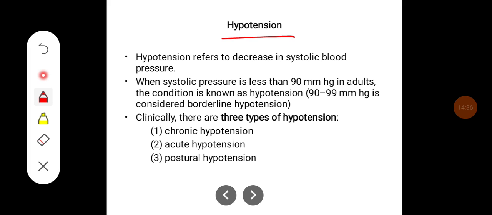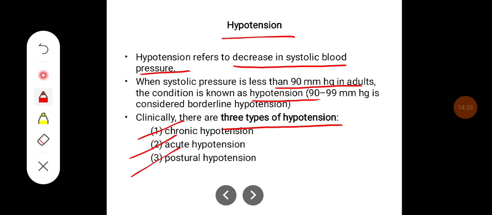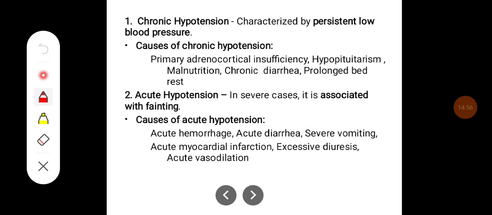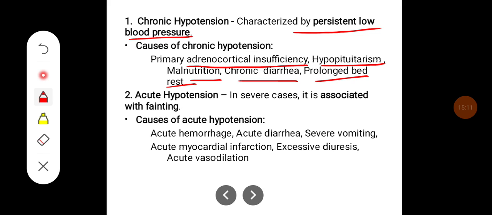Coming to hypotension, hypotension refers to a decrease in systolic blood pressure. When systolic blood pressure is less than 90 mm of Hg in adults, this condition is known as hypotension. Clinically, there can be three types of hypotension: chronic hypotension, acute hypotension, or postural hypotension. Chronic hypotension is characterized by persistent low blood pressure. Some of the causes are primary adrenocortical insufficiency, hypopituitarism, malnutrition, chronic diarrhea, and prolonged bed rest.